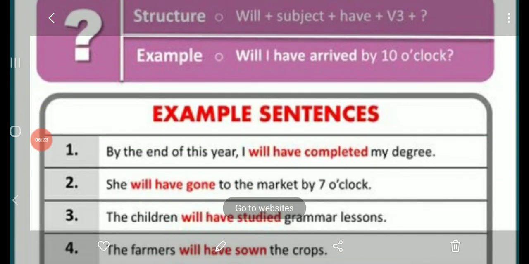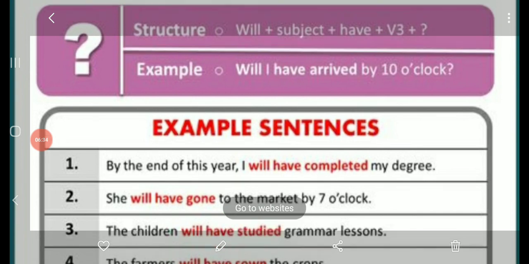Example sentences like: by the end of this year I will have completed my degree. She will have gone to the market by 7 o'clock. The children will have studied grammar lessons. The farmers will have sown the crops. There are various examples you can see.